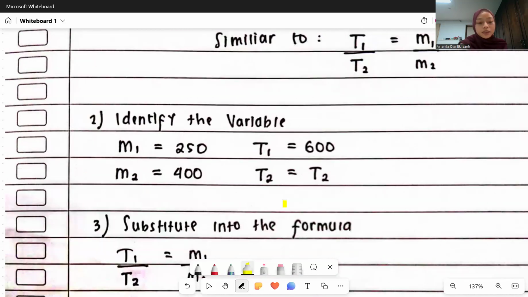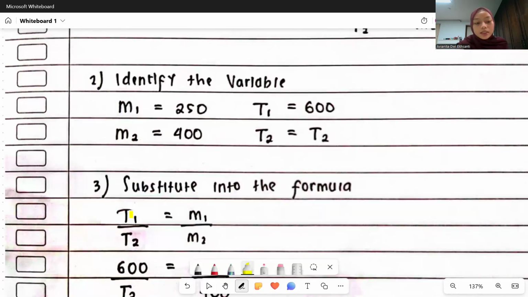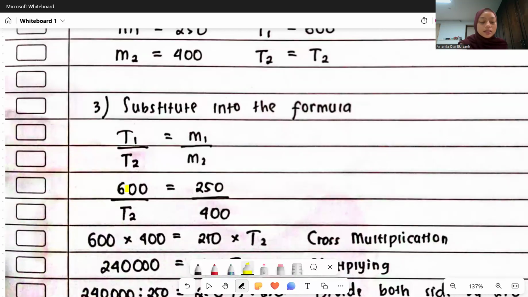Next step, we substitute into the formula. We know that the formula is T1 over T2 equals M1 over M2, so we can substitute the variables into the formula. It is 600 over T2 equals 250 over 400.